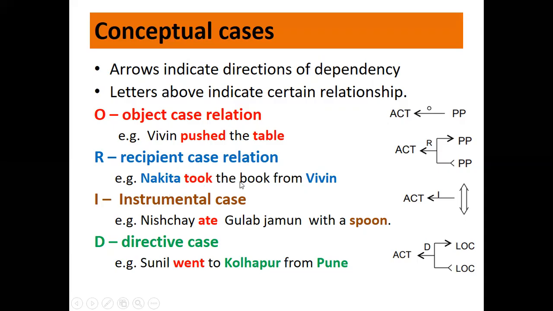Next, second one is the recipient case relation. Here, Nakita took the book from Vivin, right? Now, Nakita is a picture producer, that is PP. Vivin is also a picture producer. What is the act carried out? The act carried out is taking. It took the book, right? So who took the book? Nakita. So who is the recipient? Nakita is the recipient.